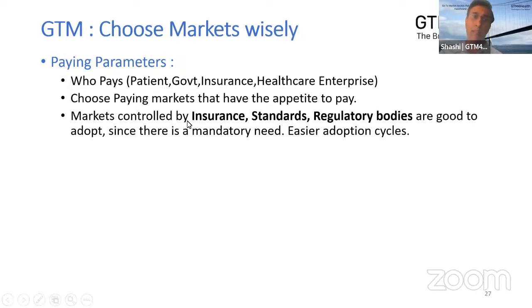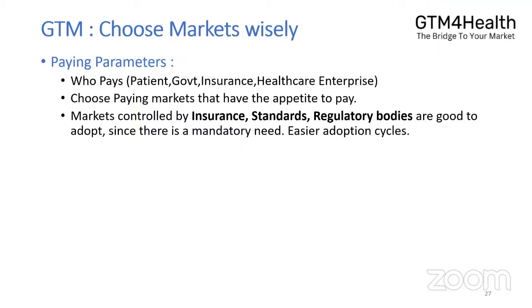In some cases, globally, markets are controlled by insurance standards and regulation. For example, the UK has an NHS, and the US has insurance bodies. They say if you're on insurance, you need to be tracking this and giving this report, or doctors have to do it. That comes with easier adoption cycles when there are no big brothers saying this is needed.